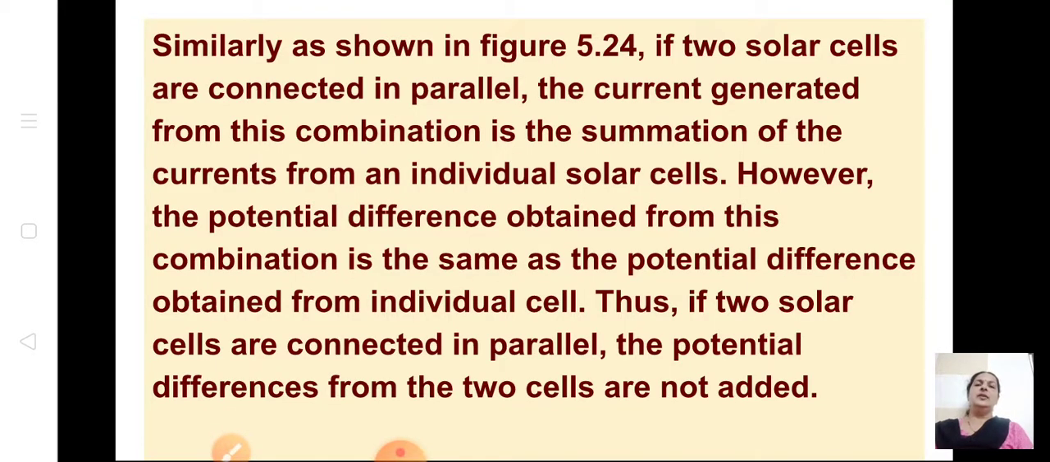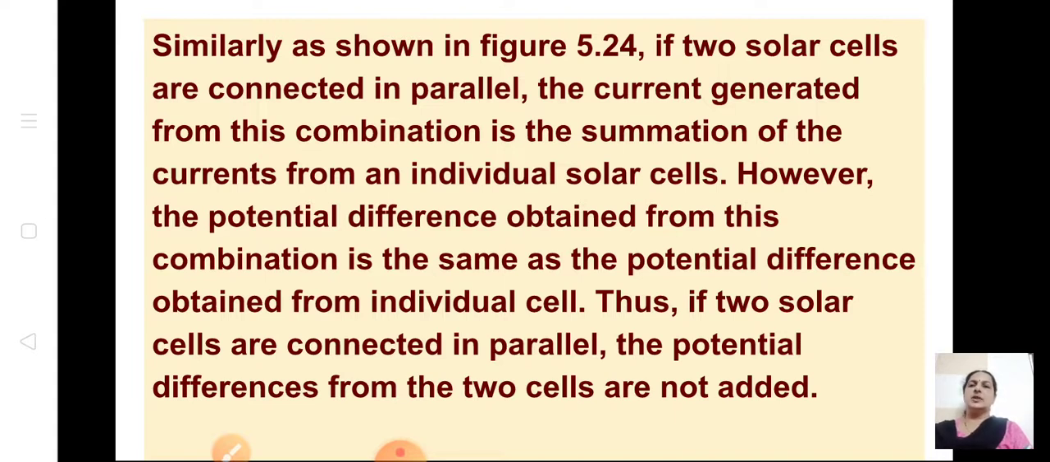In the same way, if we are connecting the cells in parallel, the current generated from this combination is the summation of the currents from the individual cells. In series we saw that only the potential difference is added, but if it is connected in parallel, the currents of the individual solar cells have to be added. That means I is equal to I1 plus I2, and the potential difference will remain the same.